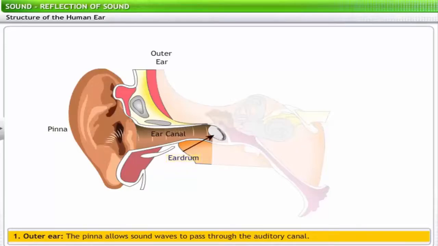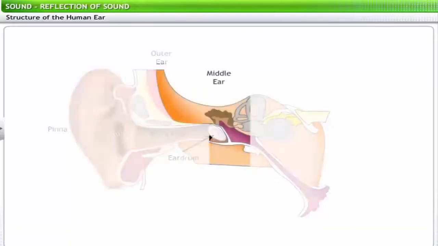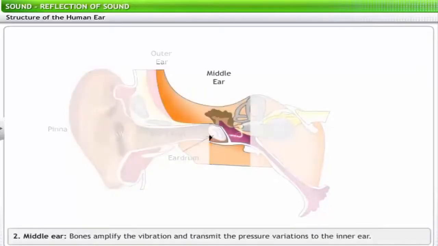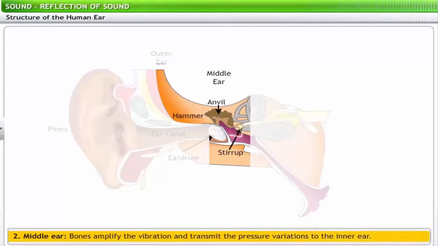When a compression or rarefaction reaches the eardrum, it pushes or pulls the eardrum inward or outward respectively due to the pressure on the outer side of the membrane. The middle ear is comprised of three bones: the hammer, anvil, and the stirrup. These bones amplify the vibration and transmit the pressure variations of the sound waves to the inner ear.